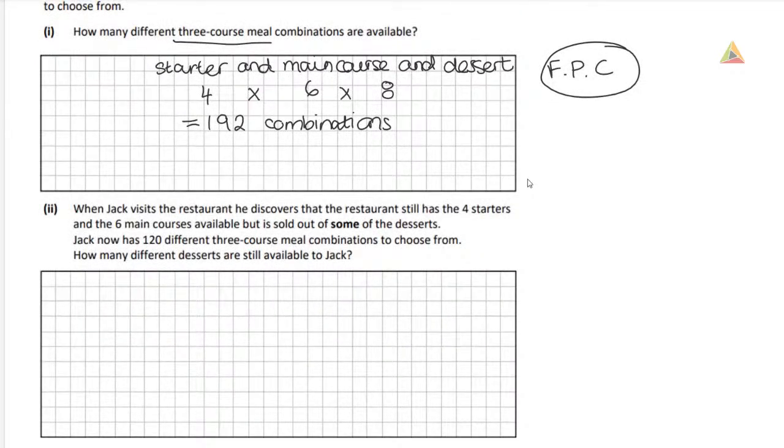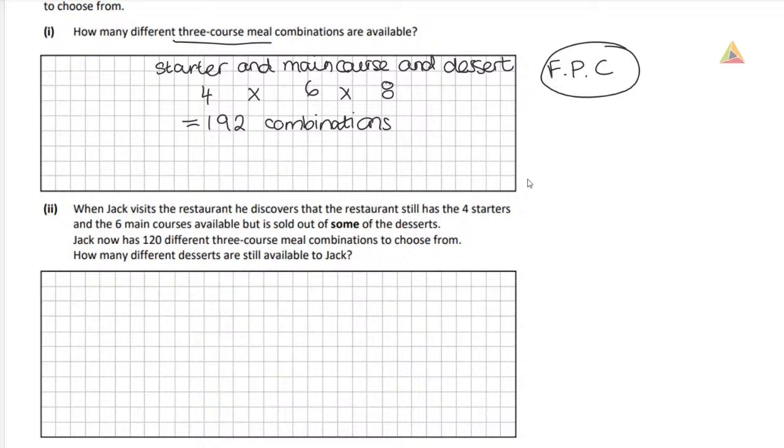And part 2 is going to be from the fundamental principle of counting as well. So this says when Jack visits the restaurant, he discovers that the restaurant still has the 4 starters and the 6 main courses available, but is sold out of some of the desserts. Now, they're not telling us how many of the desserts are not available, so we're going to have to work that out. But now we know that Jack has 120 different 3-course meal combinations to choose from. So how many desserts are still available?